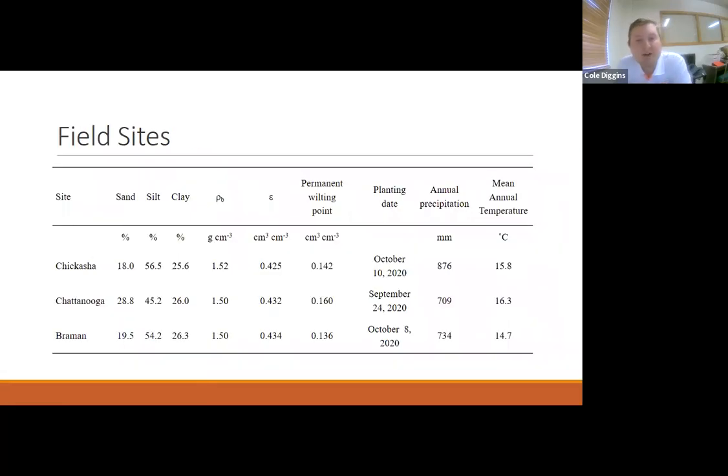And this is some information about these sites. So our Chickasha site was planted on October 10th. Our Chattanooga site, September 24th, and our Bremen site, October 8th. And this is some more background information that we can come back to if anybody has questions as well.